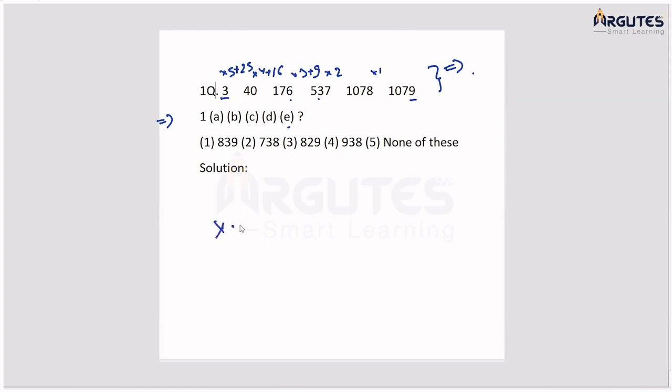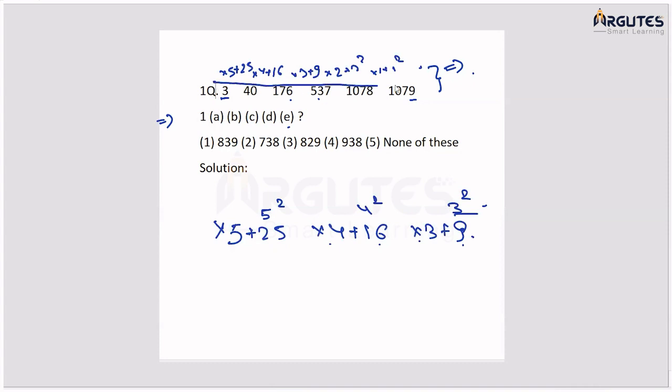Now the rule is confirmed by the 3 results: into 5 plus 25, into 4 plus 16, and into 3 plus 9. Here looking at the rules, we find that into 5 plus 25, that is 5 square, into 4 plus 16, that is 4 square, and into 3 plus 9, that is 3 square. So the rule is confirmed, this will be into 2 plus 2 square, and this will be into 1 plus 1 square. Now this logic we have to apply in this number starting with number 1.